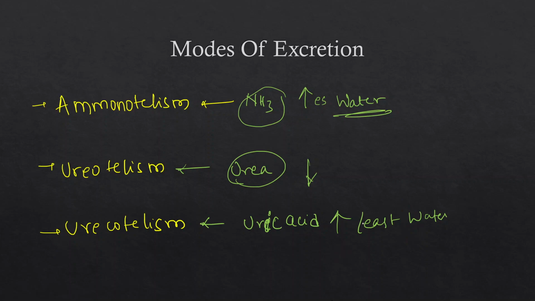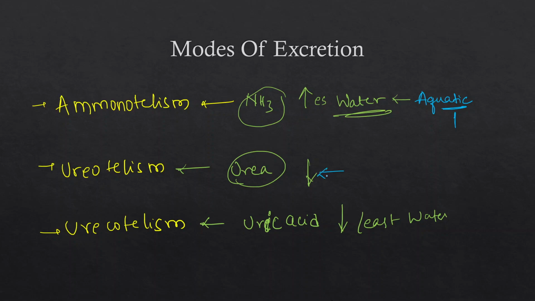Uric acid requires the least amount of water to get excreted. Based on this, different types of animals have adopted their means of excretion. Ammonotelism requires much water to get excreted. In which medium is the water in plenty? Yes, aquatic medium, so they can afford the loss of water and excrete ammonia.